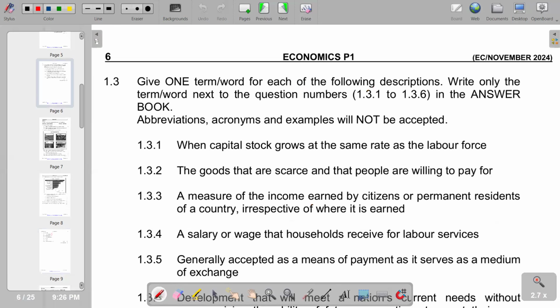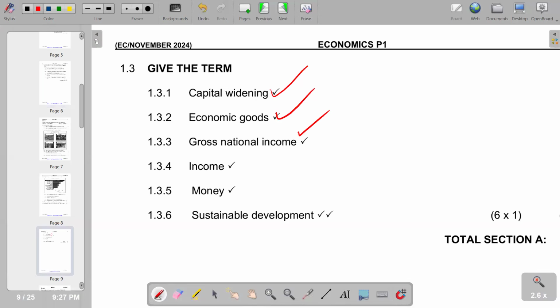We go to the next part. A measure of the income earned by citizens or permanent residents of a country, irrespective of where it is earned. So we call that the gross national income, as opposed to gross domestic income, which is the gross domestic product. We are looking at those that are being earned within the national boundaries inside the local economy. So basically, that's the difference. So on that part, we have got the gross national income.